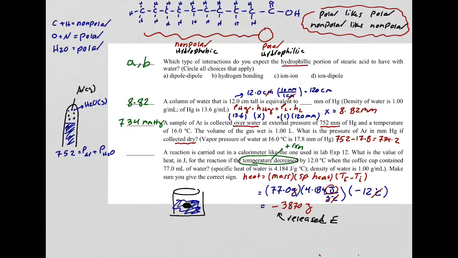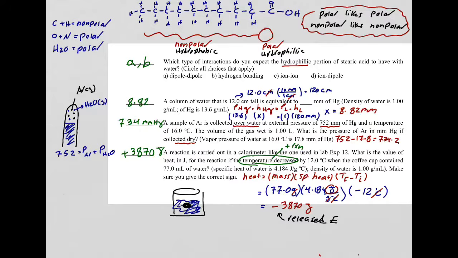And what they ask you here, what's the value of the heat in joules for this reaction? And it says make sure the correct sign is given. So the sign would be plus 3,870 joules of energy, because water released the energy. Who got the energy? The reaction got the energy. I want to explain this one more time. Just please listen one more time.